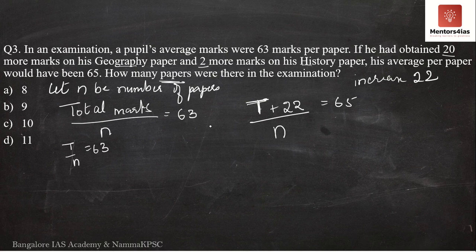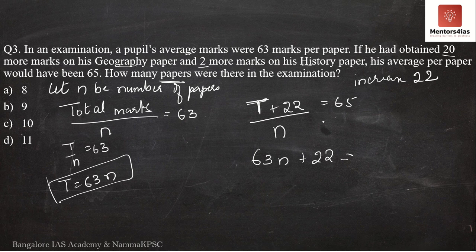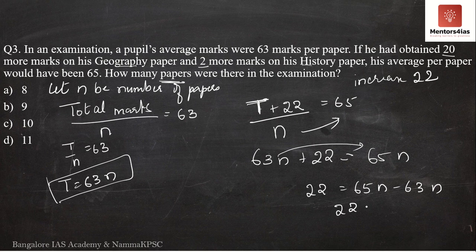N. So what I'm going to do is substitute T as 63 times N from this relation over here. I'm going to substitute T as 63N in this relation. So what do we get? We get 63N plus 22 is equal to 65N, taking N to the right hand side. Now taking 63N to the other side, we get 22 is equal to 65N minus 63N. Therefore 22 is equal to 2N, or N is 22 by 2, which is equal to 11.